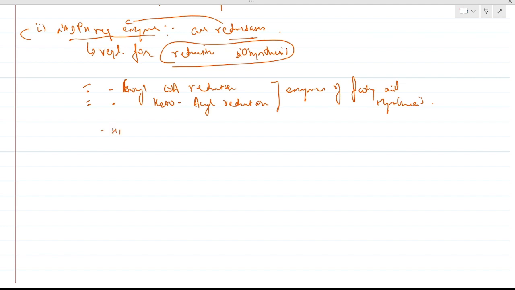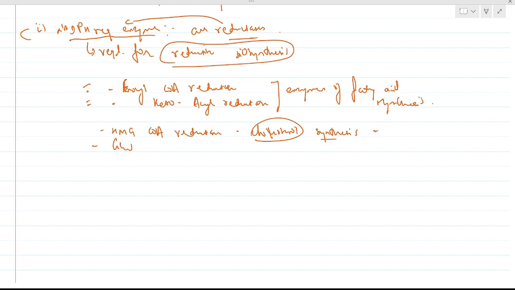Next enzyme is HMG-CoA reductase. This is an important enzyme in cholesterol synthesis. In fact, this is the rate limiting enzyme of cholesterol synthesis, that is HMG-CoA reductase.